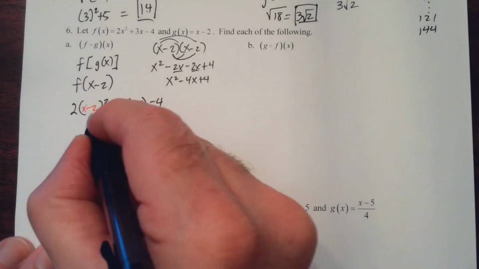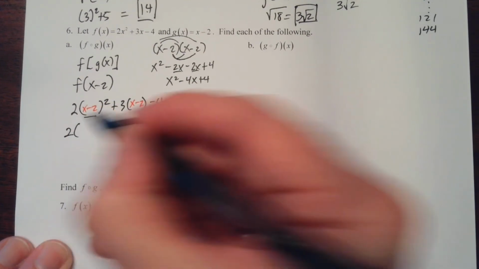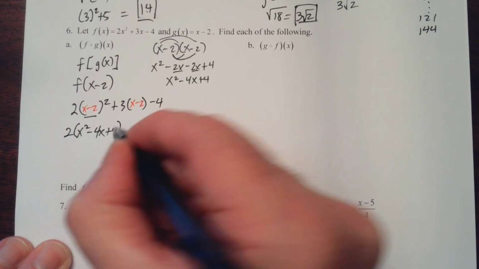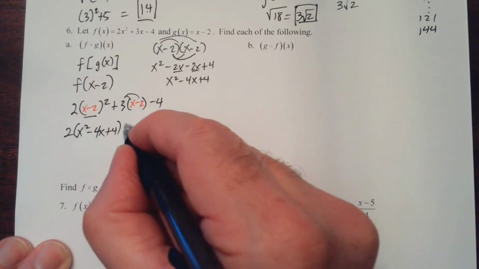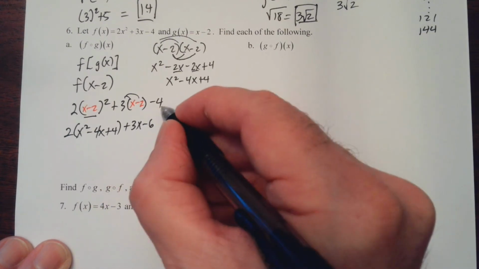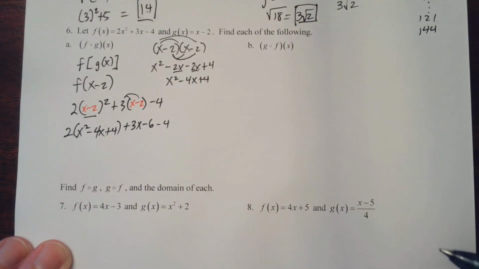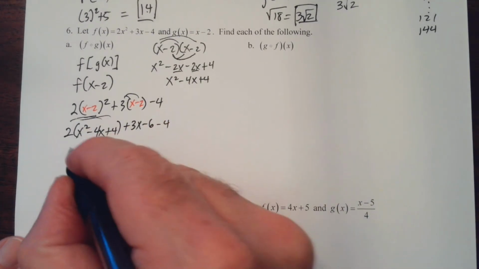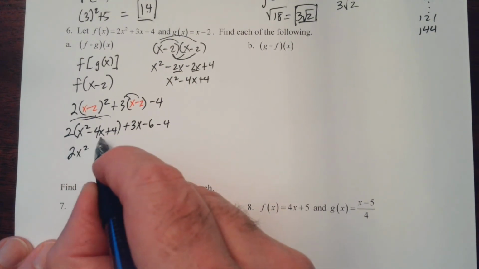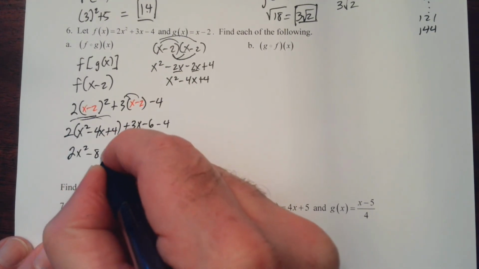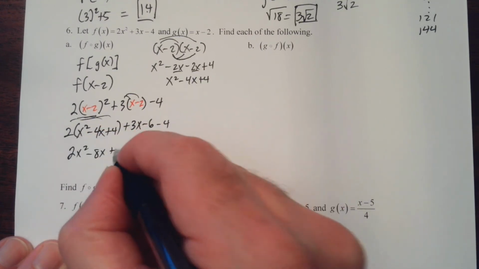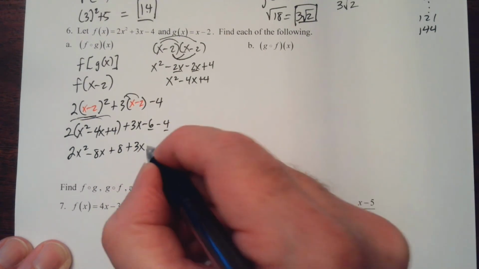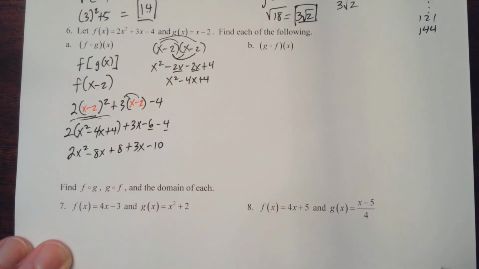And so that's what I'm going to replace this piece right here with. It's 2 times x squared minus 4x plus 4. Let's go ahead and distribute here. We get plus 3x minus 6. And then don't forget, you still have that minus 4 at the end. So we still need to distribute here. It'll be 2 times x squared. 2 times a minus 4x, that's minus 8x. And 2 times 4, which is 8. And then let's bring down the 3x. And let's go ahead and add these together. That'd be minus 10. So we're almost done.